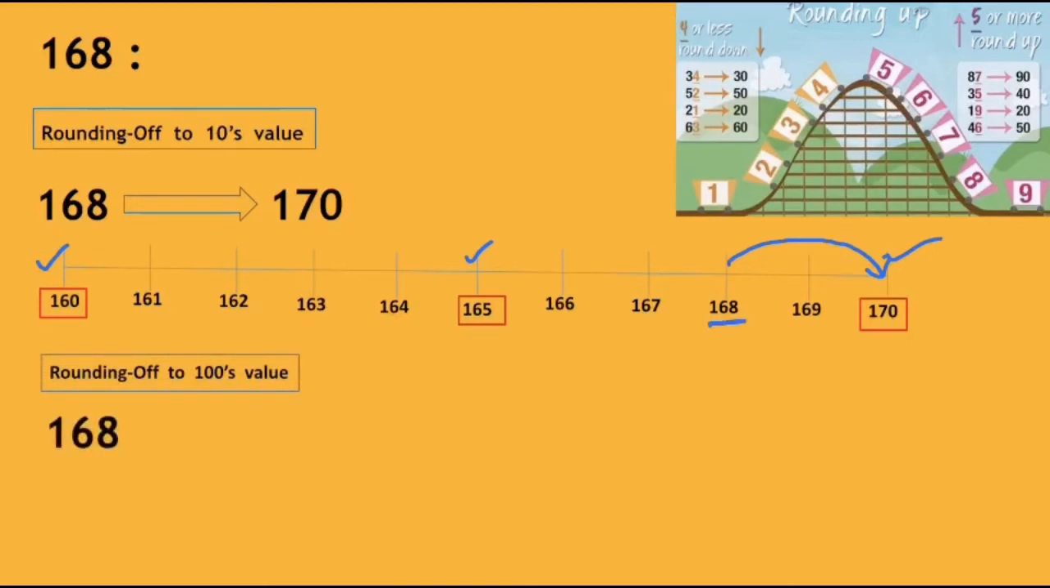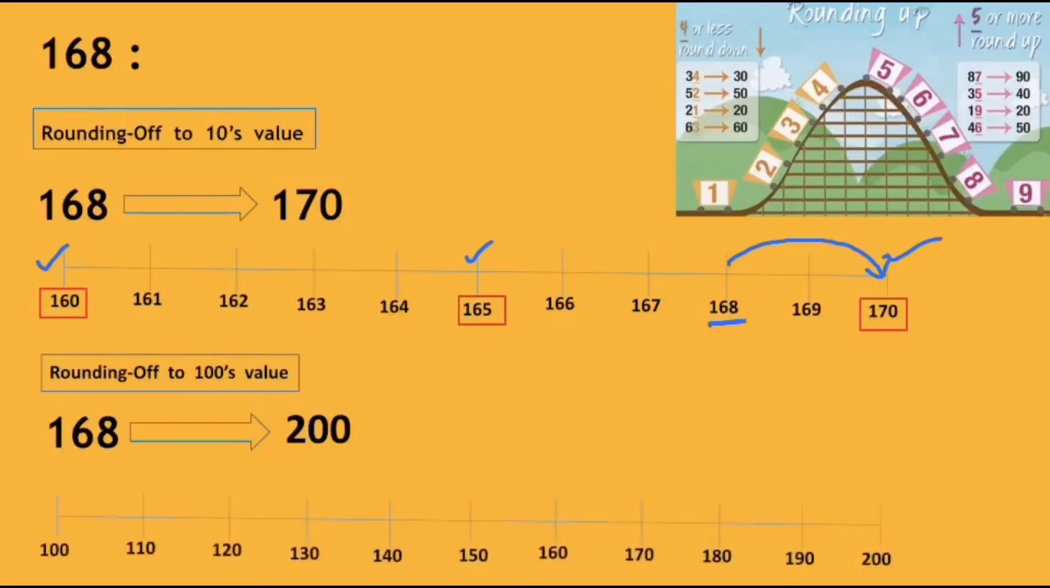Now we are rounding off 168 to the nearest hundreds value. Here we have to take a 100 range. 168 will be placed between 100 and 200. 150 is the middle number. This 168 is placed nearer to the 200. So we are rounding 168 to 200.